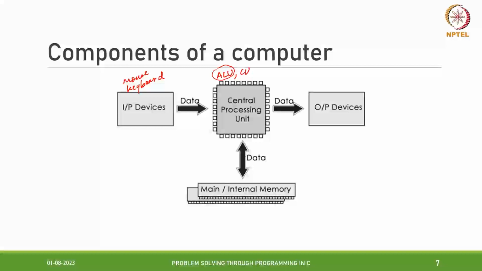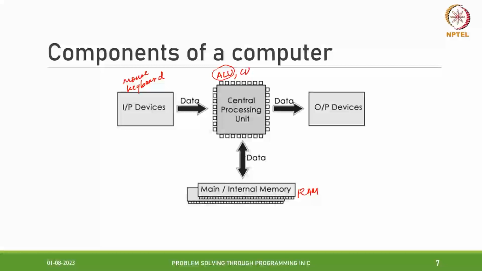And then the CPU, the central processing unit, also gives and receives data from the main or internal memory. This we call RAM. You might have heard people say, my system has 8 GB RAM, 16 GB RAM, 4 GB RAM, and so on. This is the random access memory, the internal memory of the device. If the central processing unit wants to temporarily save some data for further processing, it will save it in this internal memory and use it later.